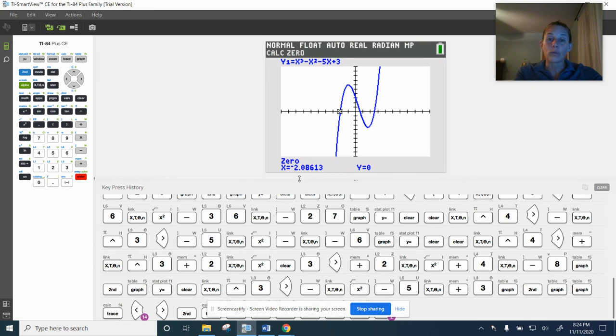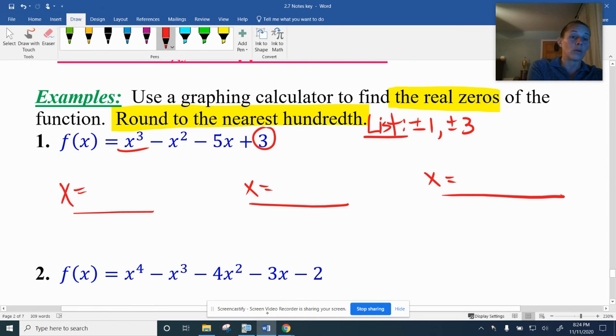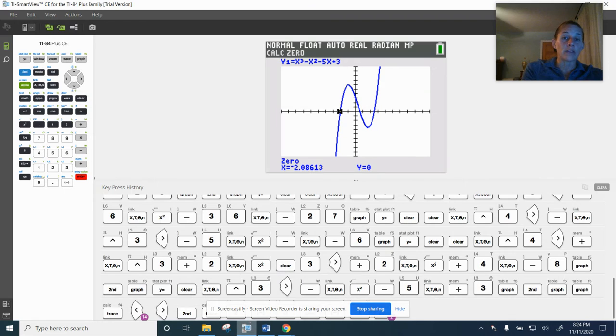So -2.086, which would round to -2.09. So -2.09. So let's try it again for the next one.